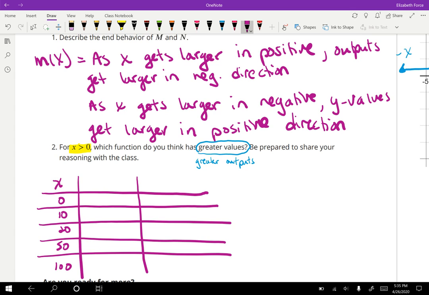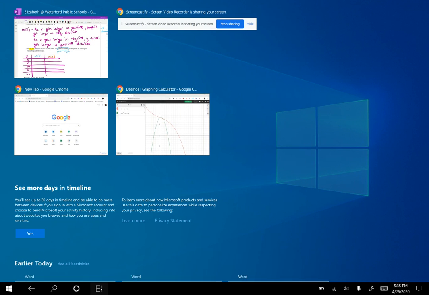And 100. And let's compare the two functions. Let's compare m of x and n of x. We'll do 2 different colors. So n of x. Believe it or not, on Desmos, you can actually calculate inputs and outputs. So I'm going to bring you over to Desmos and I'll show you what's happening graphically.